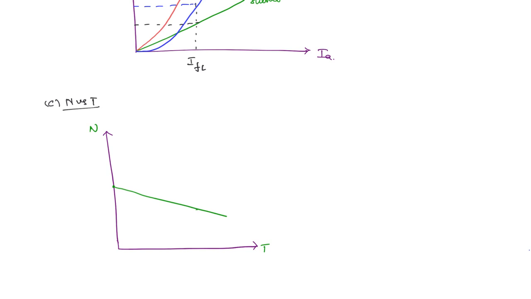Now let's say the full load current is somewhere here. Okay. Now for the same full load current, what will be the characteristics for series and compound motor? For the series motor, the speed will be quite high initially and as torque increases, it will keep increasing. Okay. So this is the series motor. And finally the compound motor, it is going to be in between these two.